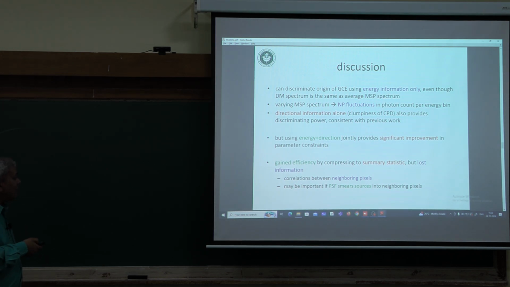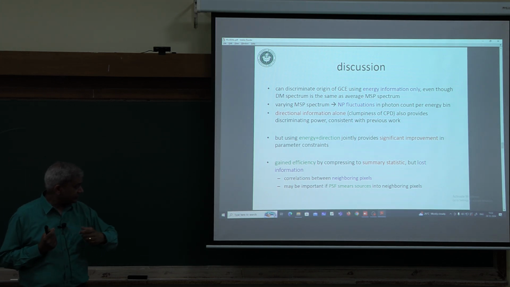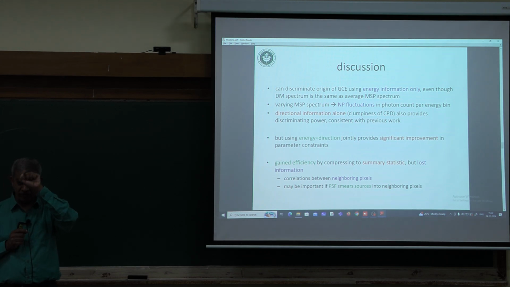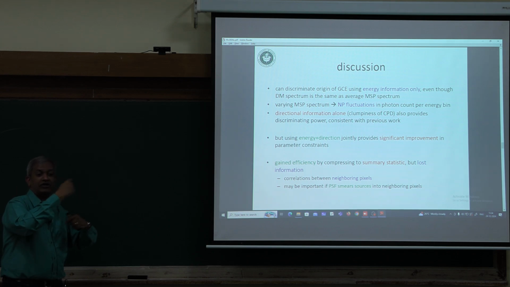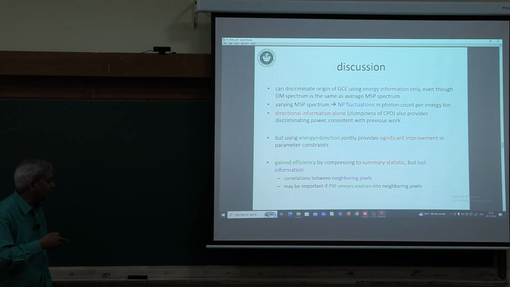Now, in compressing to a summary statistic, we've gained computational efficiency, but we've lost some information. One thing in particular we've lost is correlations between neighboring pixels. That can be important if the point spread function smears photons from one pixel to a nearby pixel. So we can count essentially how many bright pixels we have in a certain energy bin, but not necessarily whether they're nearby, which could be what happens if you have a millisecond pulsar in one pixel, and then the angular resolution smears those photons into another one. That is something we'll get to a little bit later.